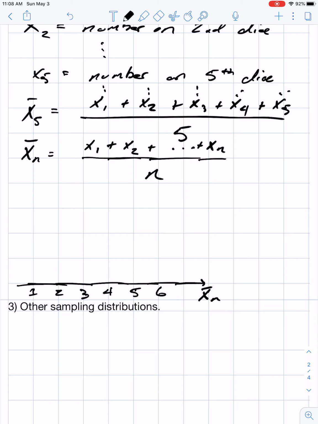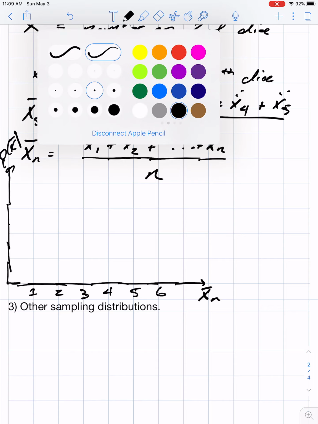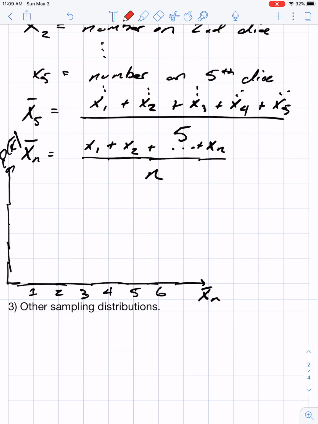So there's really only one way of many different ways you could roll 5 die. There's only one way you could get an average of 1. And there's only one way you could get an average of 6. I'm going to draw just to remind you guys. This is still going to be the probability of X right here. But now it's the probability of X bar, right? So once we start taking averages, we're going to have a relatively low probability of getting a 1 or a 6 because there's only one way to do that. On the other hand, if you think about it, there's a lot of different ways you might get a 3 or a 4.